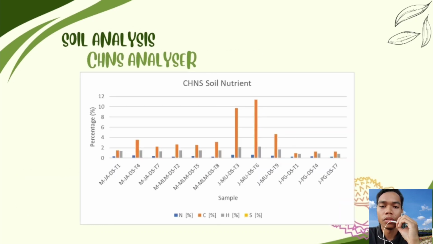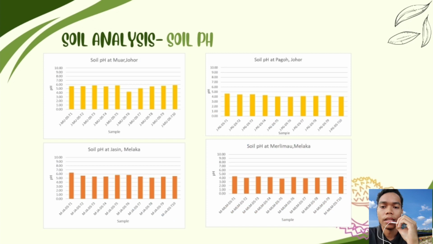Then soil analysis using the CHNS analyzer for soil nutrient observation, which are carbon, hydrogen, nitrogen, and sulfur. We found that overall orchards have a higher percentage of carbon, and Muar, Johor is the highest. Hydrogen is the second element and nitrogen is the lowest, and sulfur is 0 percent for each orchard. Next is soil pH. Muar ranges from pH 4 to 6 and Jasin 5 to 6. Meanwhile, Pagoh and Merlimau have pH around 4 to 5, which is the most acidic soil pH found.